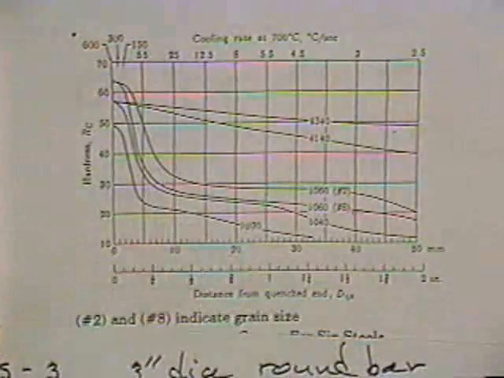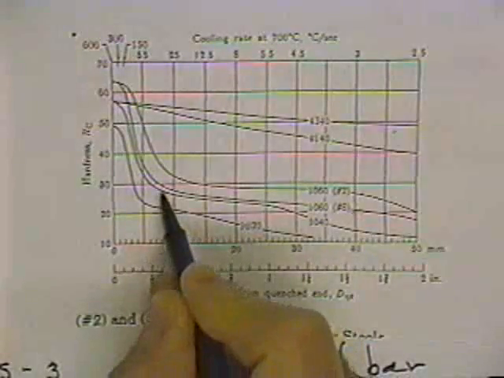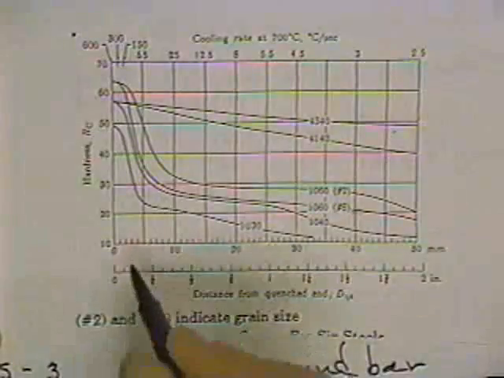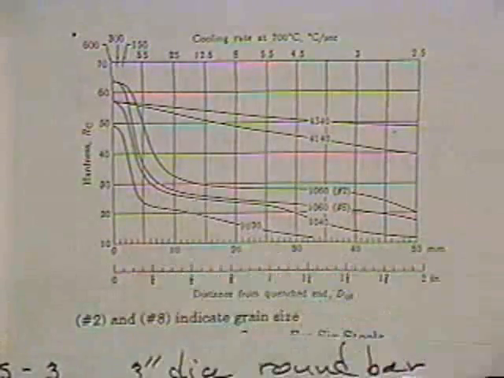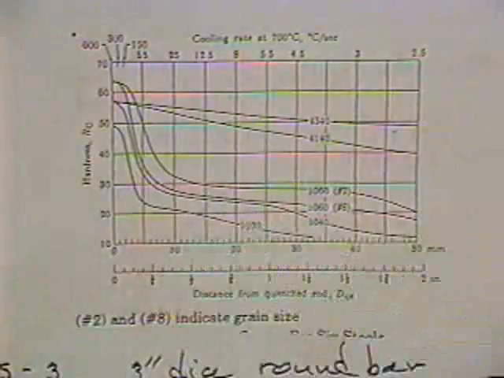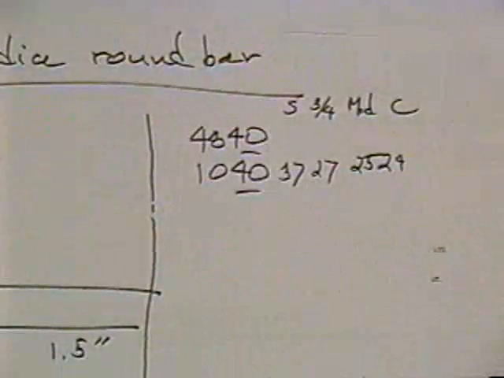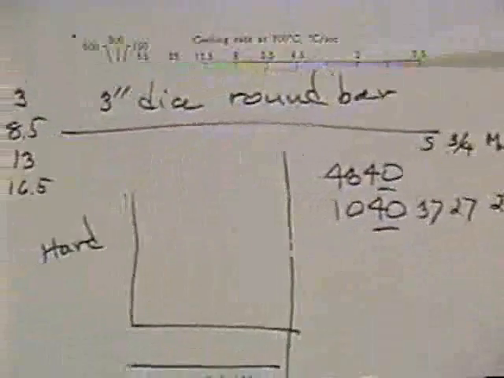At 8.5, we would have a hardness of about 27. At the mid radius, that's 13, so we would have a hardness of 25. And at the center, which is 16.5, we would have a hardness of about 24. So if you take a look at those hardnesses for the 1040 steel, we'd have 37, 27, 25, and 24.